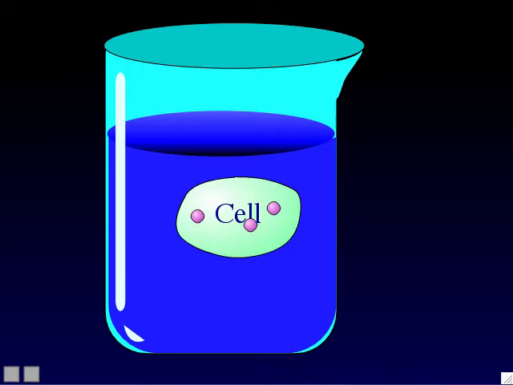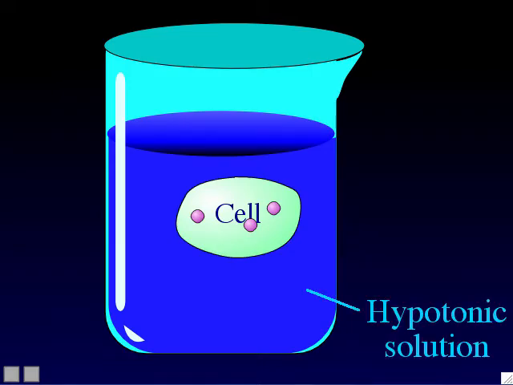Now, I should introduce a term here. So look at the solution outside the cell, which in this example is pure water. So it has a lower solute concentration than the cell does, right? Because the cell has some solutes and the water has no solutes. So yeah, the solution outside the cell has a lower solute concentration than the cell does. And a term for any solution like that is a hypotonic solution.